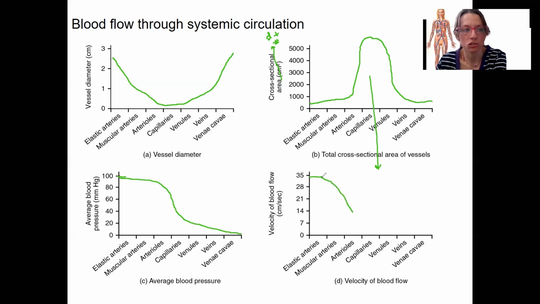A drop here and drop pretty darn low at the capillaries, pretty low velocity, but then we start to creep back up again. And that's largely because we're going from a high cross-sectional area back to low again. So as those branches recombine, velocity is going to increase.